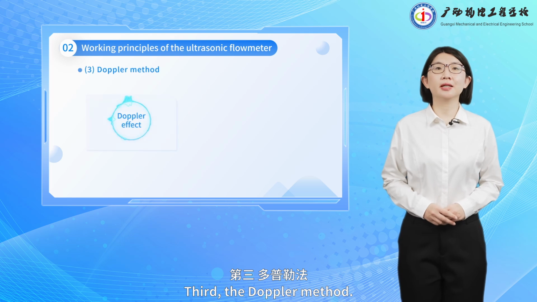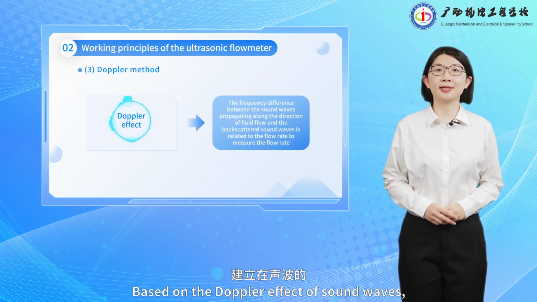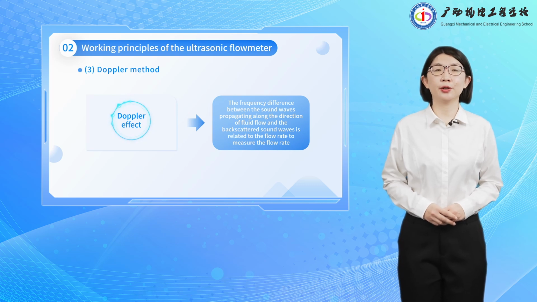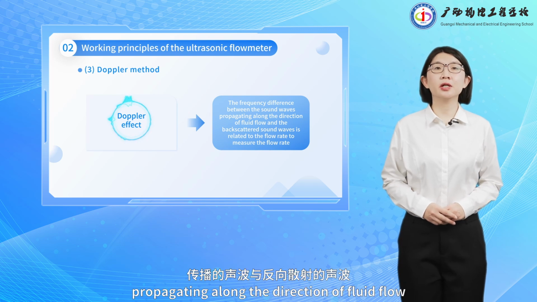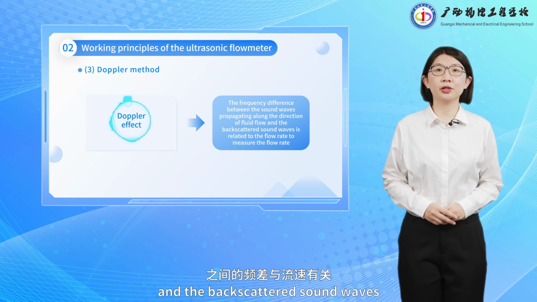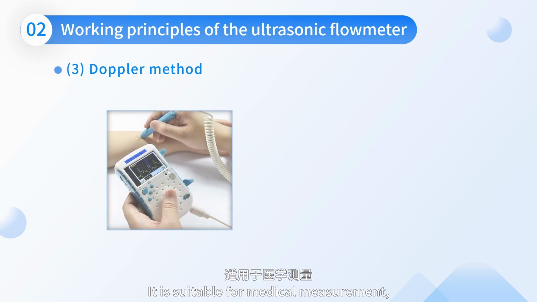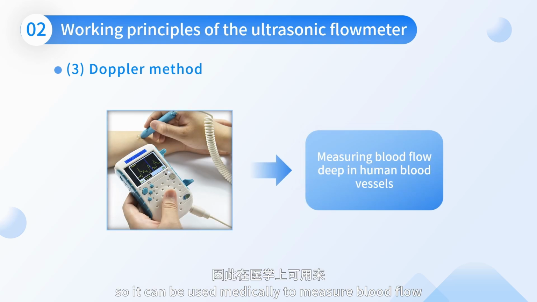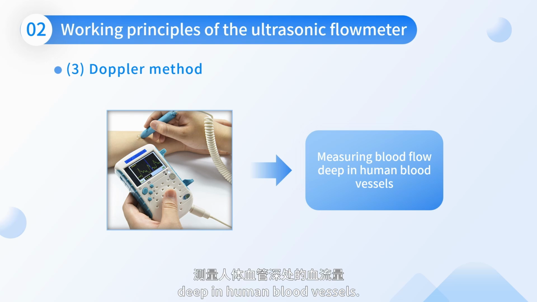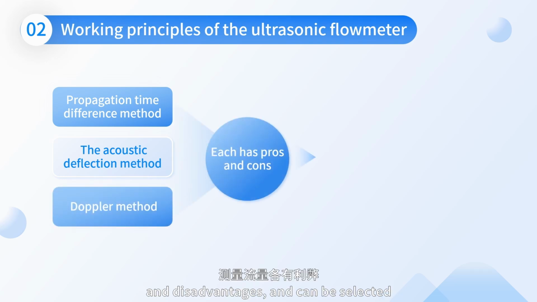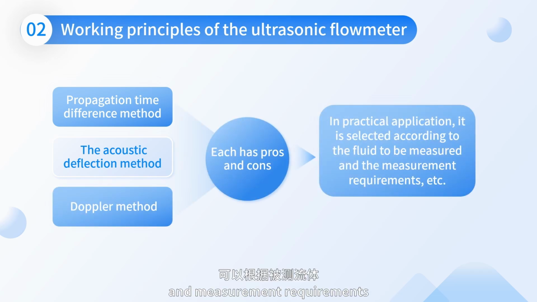Third, the Doppler method. Based on the Doppler effect of sound waves, the frequency difference between the sound waves propagating along the direction of fluid flow and the backscattered sound waves is related to the flow rate, which is used to measure the flow rate. It is suitable for medical measurement, so it can be used medically to measure blood flow deep in human blood vessels. These methods have their own advantages and disadvantages and can be selected according to the measured fluid and measurement requirements in practical application.